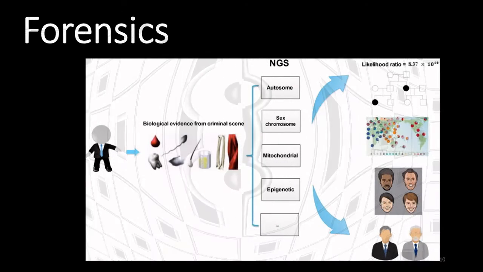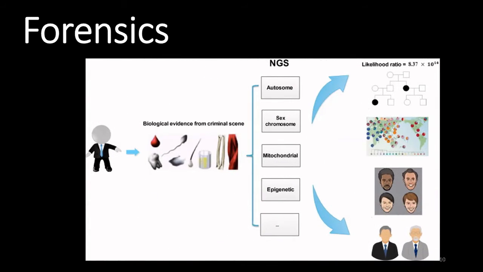Forensics, another interesting discipline that uses DNA sequencing. You have the biological evidence from the crime scene. Also, you have the suspects. All you need to do is compare the DNA sequences of those two kinds. Voila, you got the actual criminal.